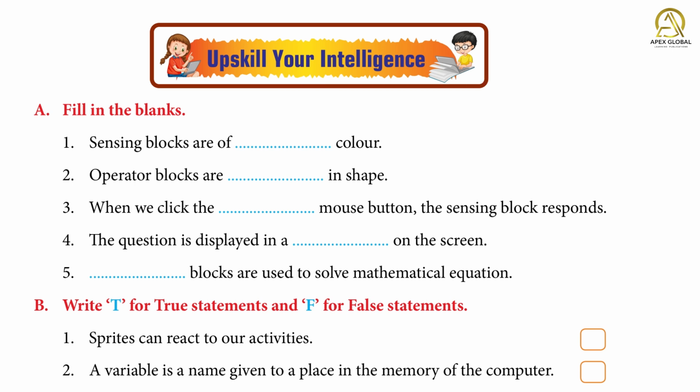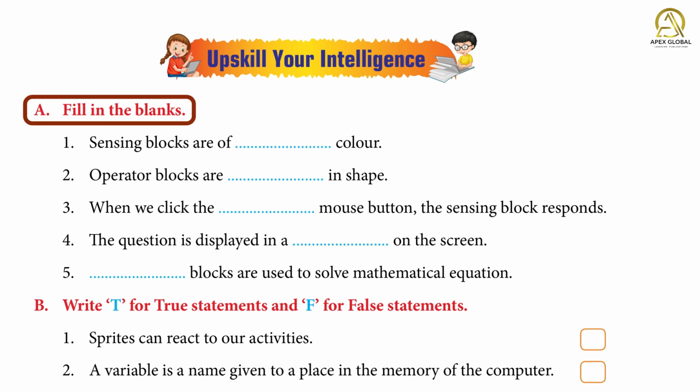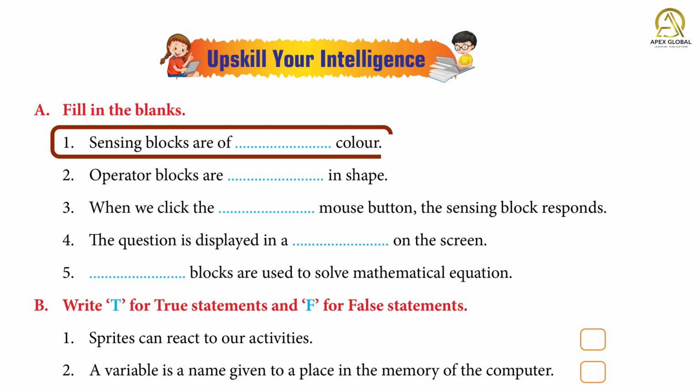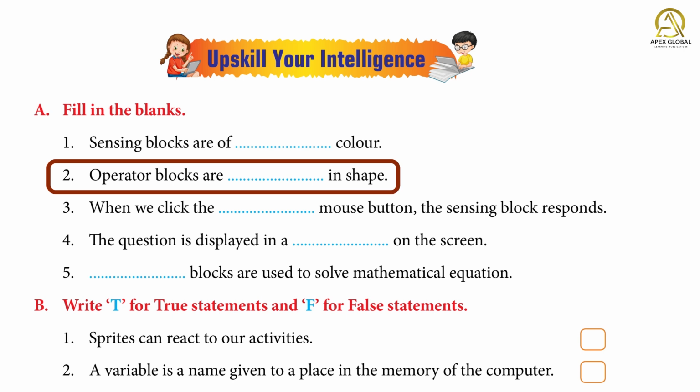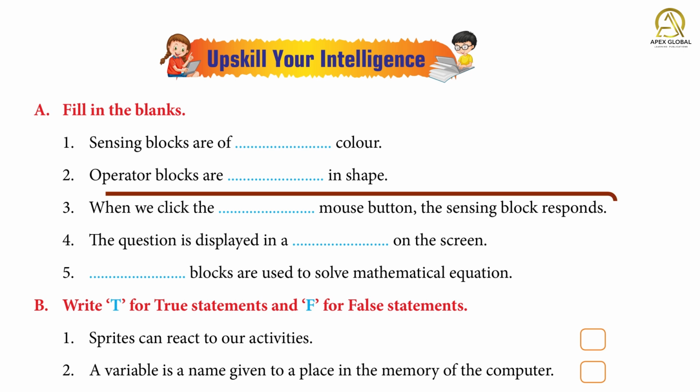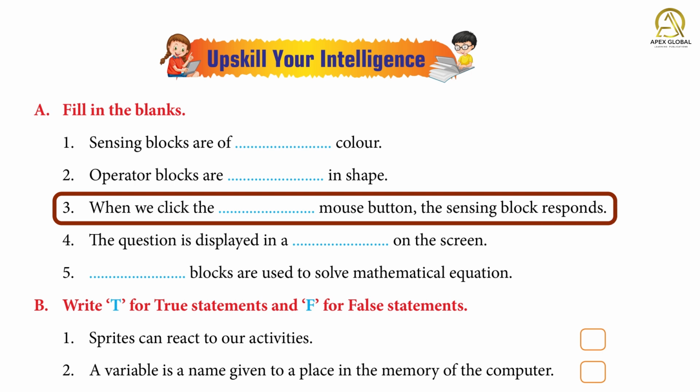Upskill your intelligence. A. Fill in the blanks. 1. Sensing blocks are of dash color. Answer: light blue color. 2. Operator blocks are dash in shape. Answer: round.